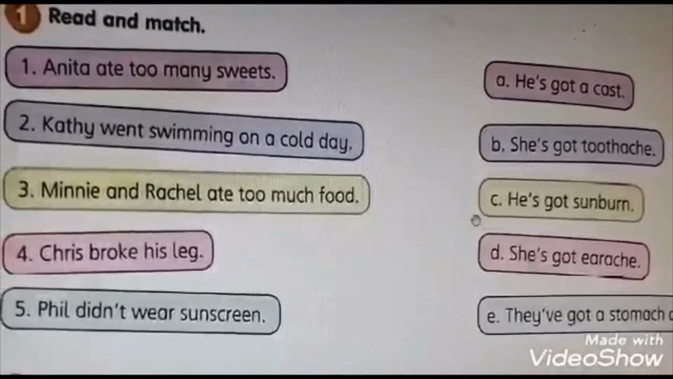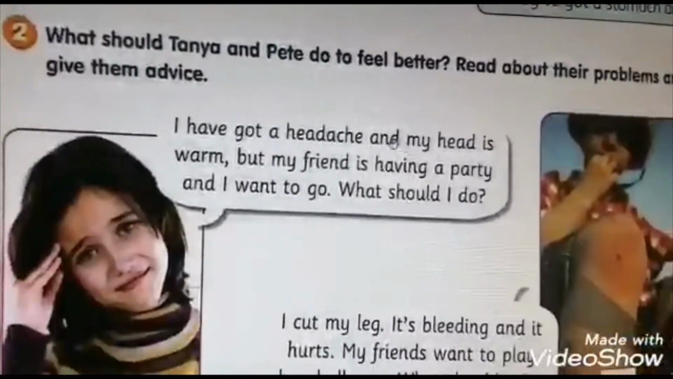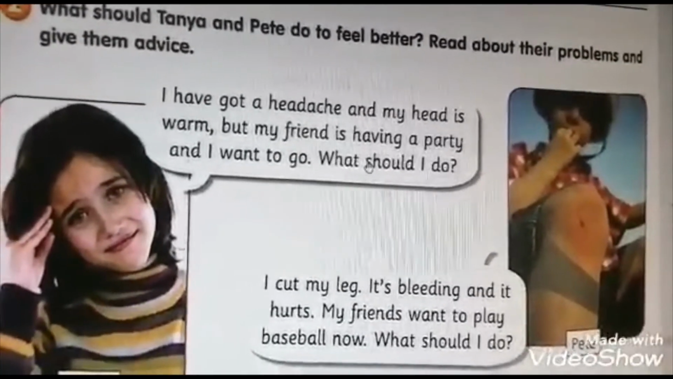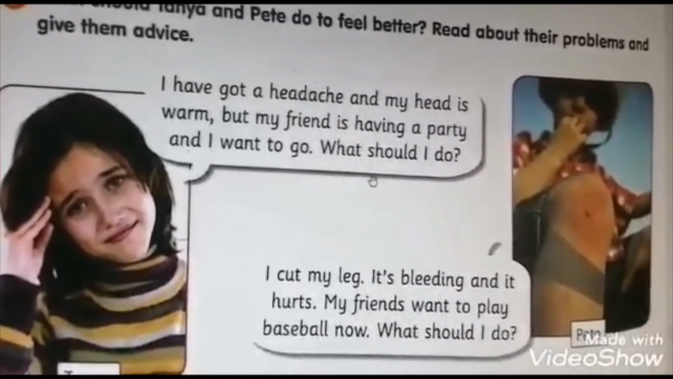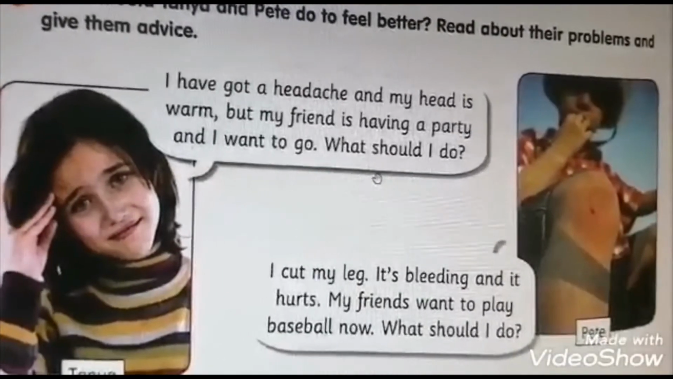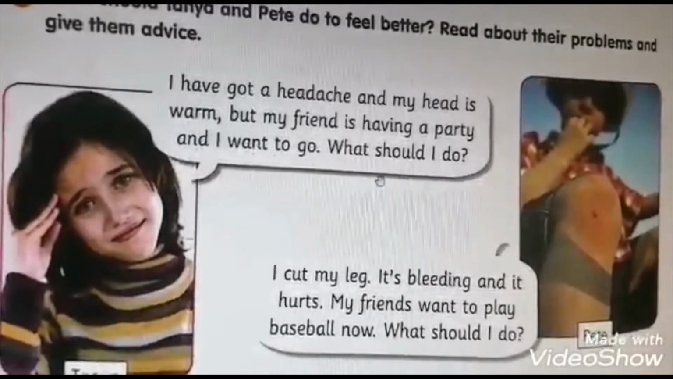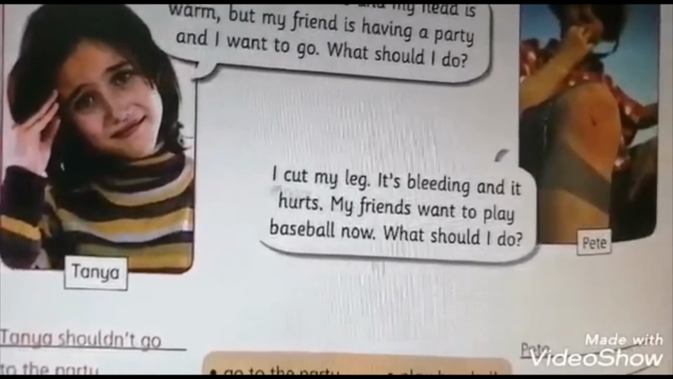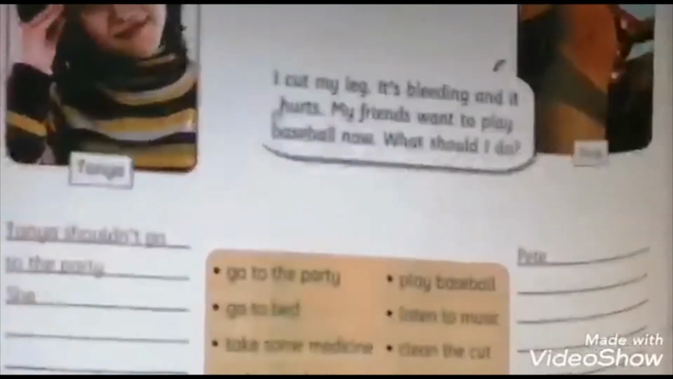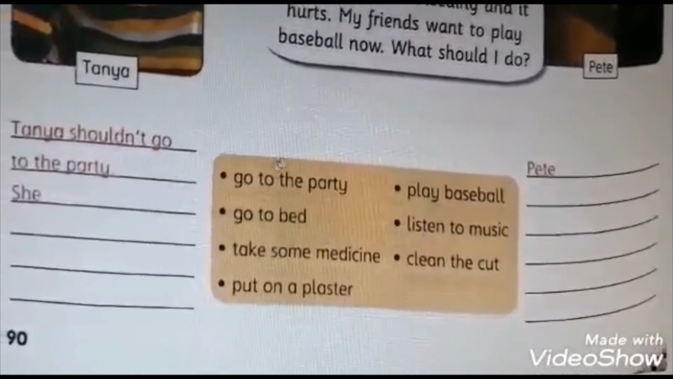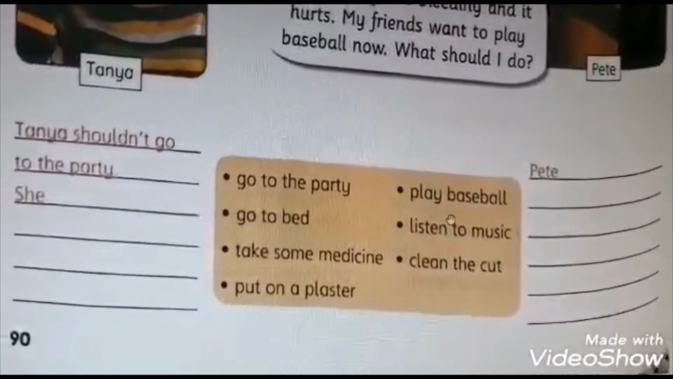I hope you understood this activity. Now look at activity 2. What should Tanya and Pete do to feel better? Read about their problems and give them advice. So we already learned how to give someone advice. We use should. So we say you should, you shouldn't. So look at the speech bubbles. Look at their conditions. What are they feeling? And then you write these sentences. As you see, they already gave you some suggestions in the grammar box.